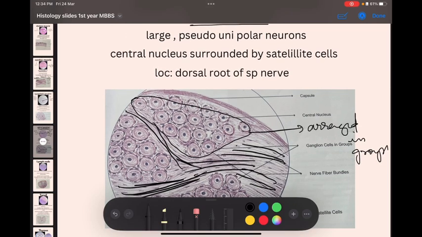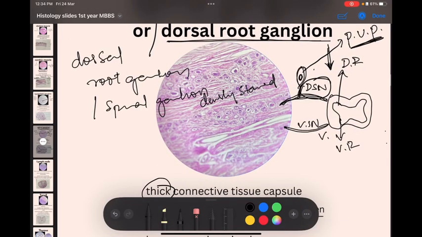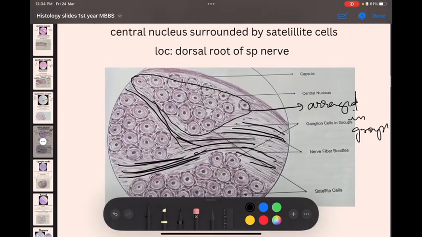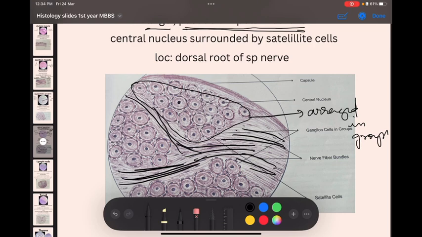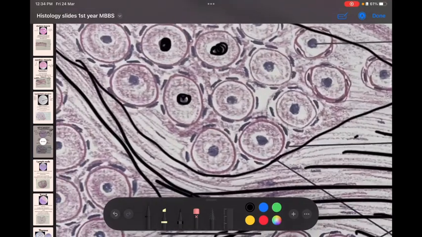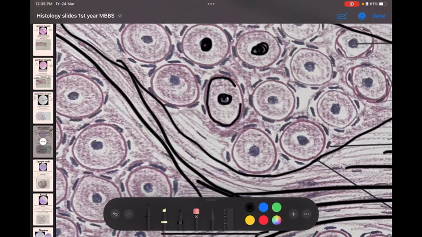The last thing is that these neurons are pseudo unipolar neurons. As I told you, this is a pseudo unipolar neuron, a large pseudo unipolar neuron. Here we have the nucleus at the center, a central nucleus surrounded by satellite cells.